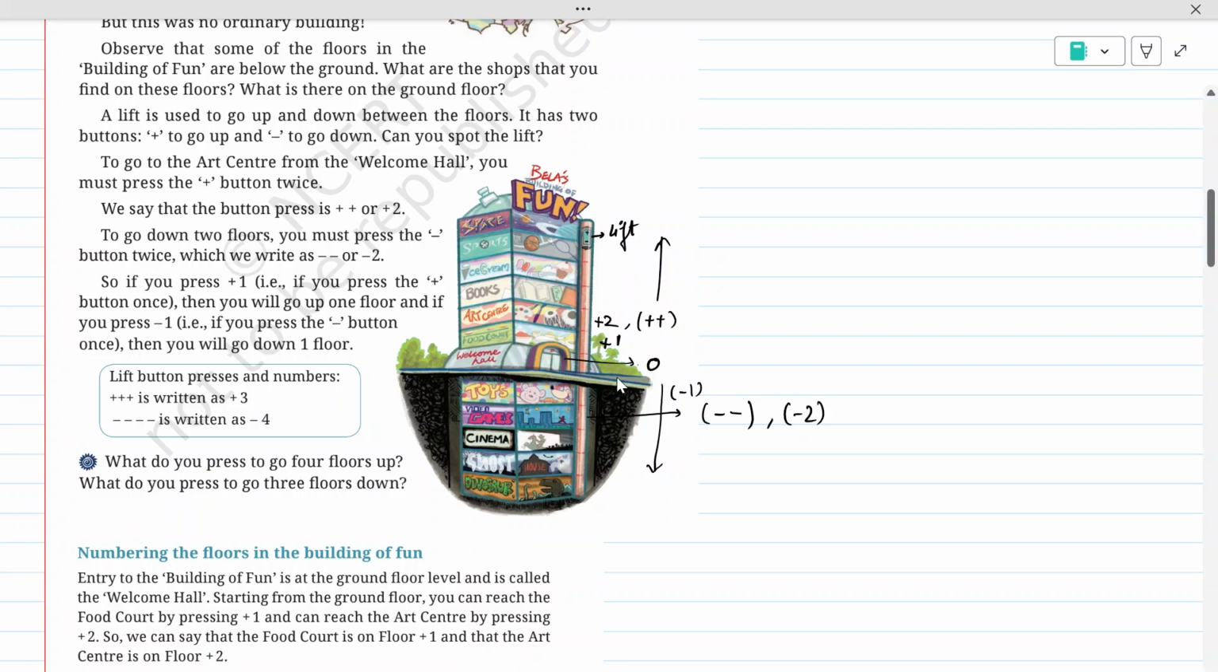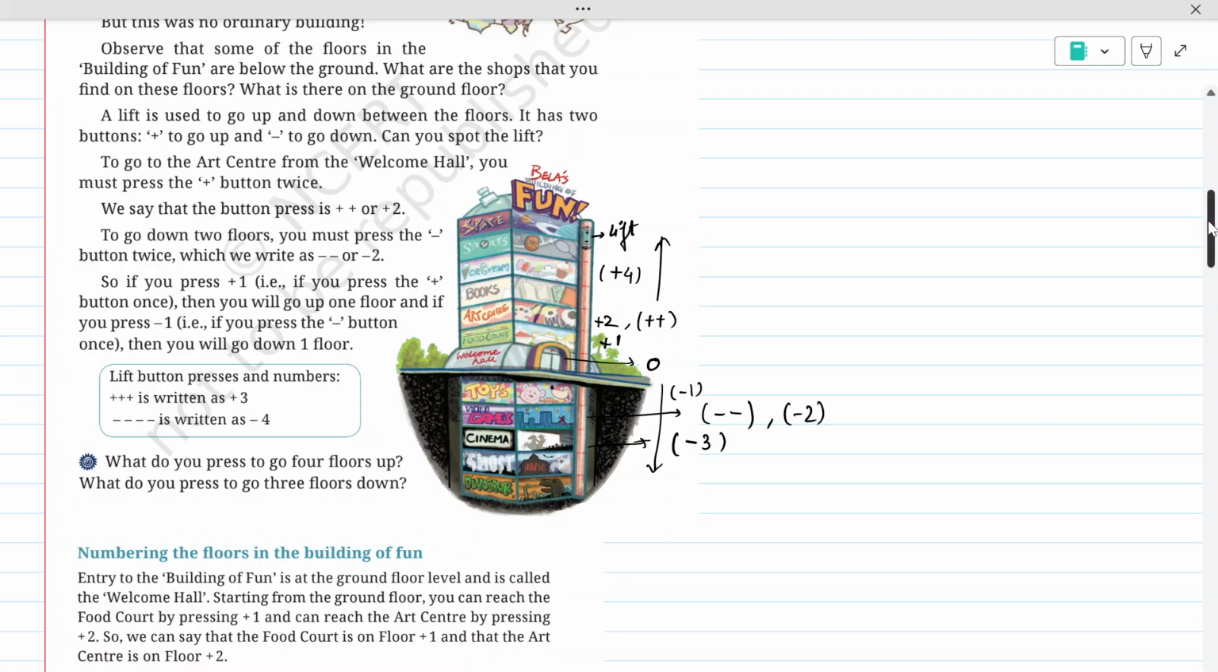So kids, if I have to reach 4 floors up, that is first floor, second floor, third floor and fourth floor, the ice cream factory, we will press +4, or we have to press the plus button 4 times, right? What do you press to go 3 floors down? If I have to go 3 floors down, that is from here 1, 2, 3, the cinema section, then we have to press -3 or the minus button 3 times. Correct? So I hope you have understood this activity.